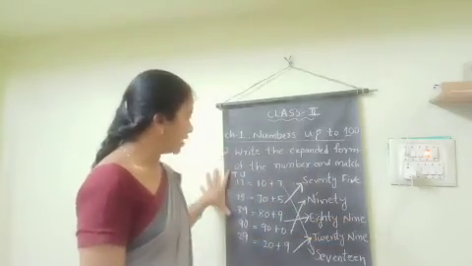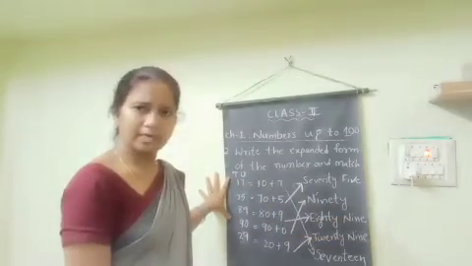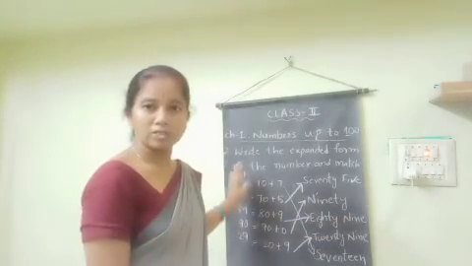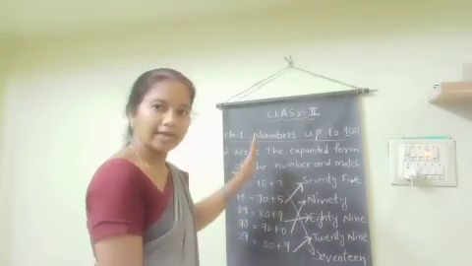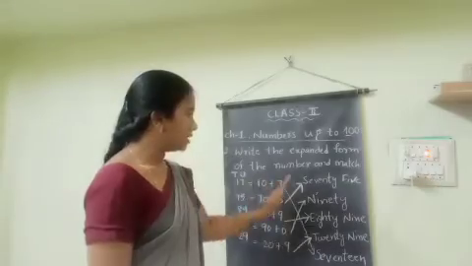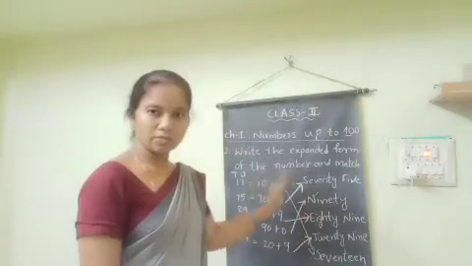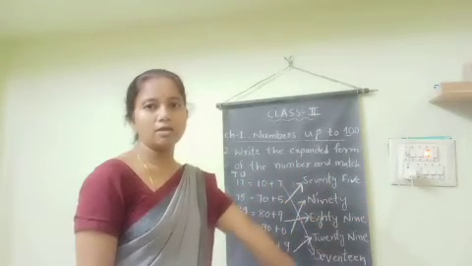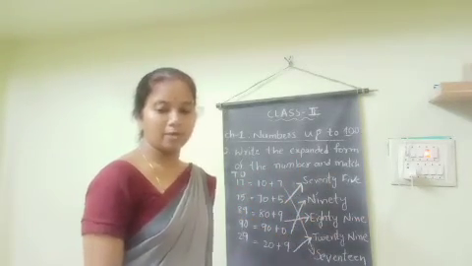So I hope all of you understood this expanded form. Very easy. If you know the concept of place values, you can write very easily. Separate in terms of place values and then match with the number name. I hope all of you understood this.